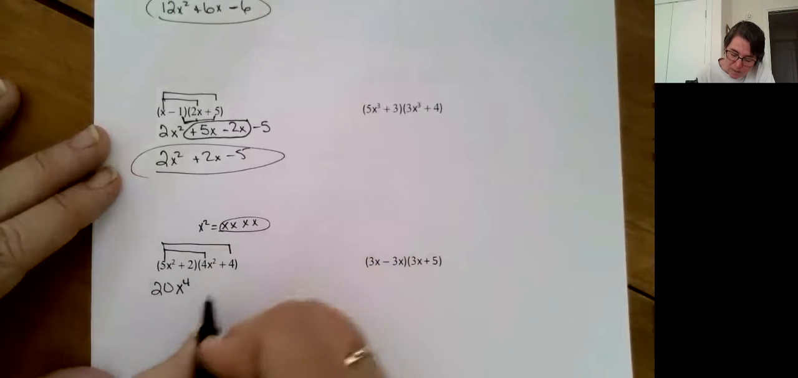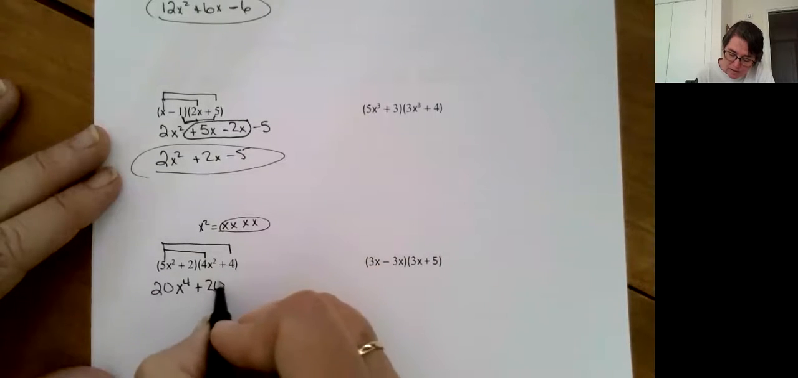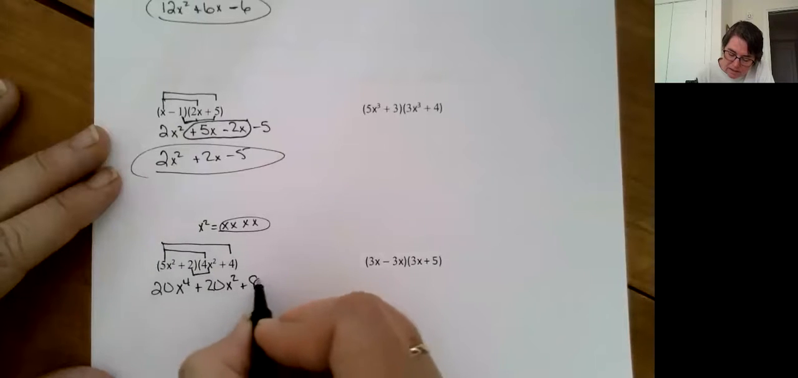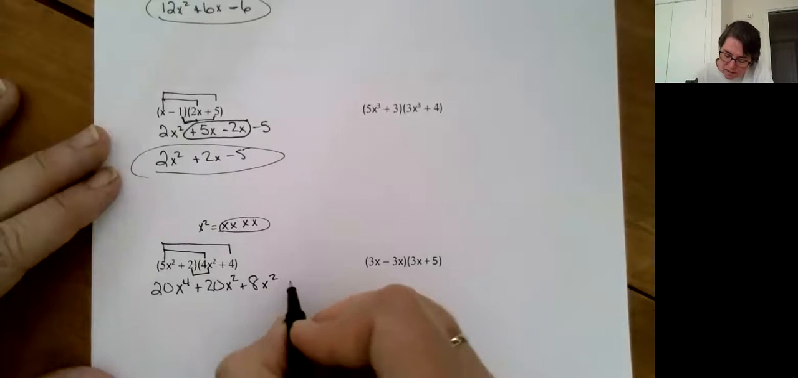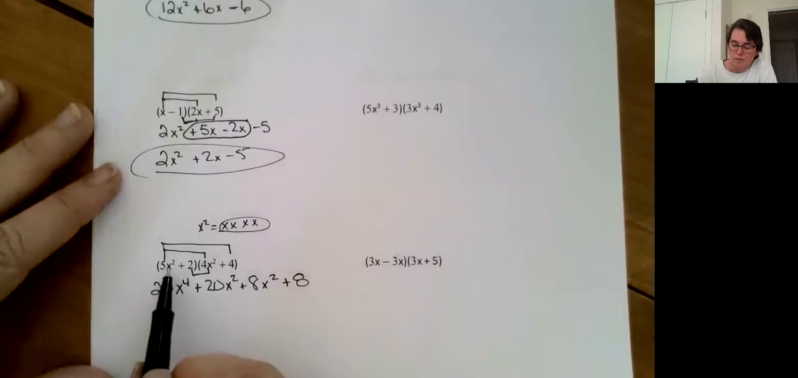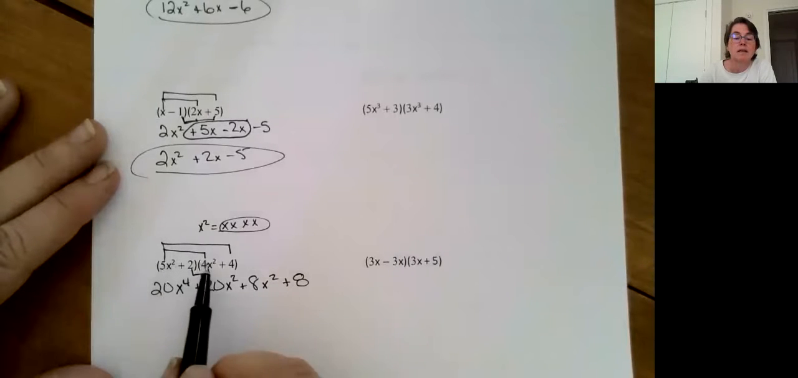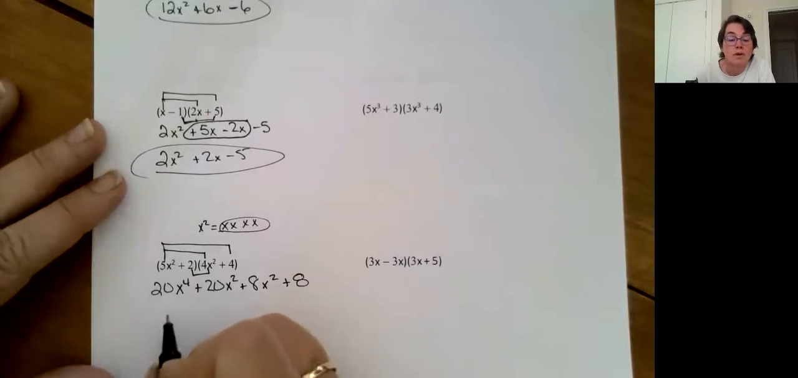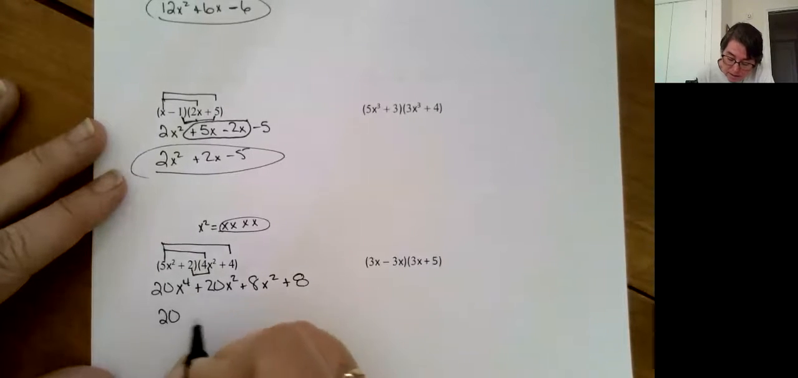All right, 5 times 4 plus 20x squared plus 8x squared plus 8. So you just have to be careful, because I hope you recognize right at the beginning, this is a little slightly unusual, slightly different from our normal pattern. But the overall process is still exactly the same.